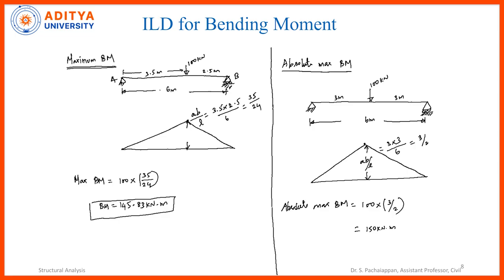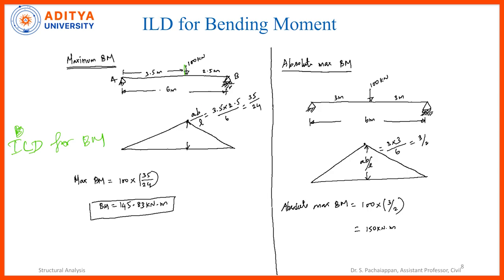So, another example, 100 kilonewton. I am just drawing the diagram. And in a similar way, we need to compute the bending moment also. The same problem only. Now I am computing the bending moment. So 100 kilonewton is kept 3.5 meters from the left support, which is given in the problem. This is the ILD for bending moment.